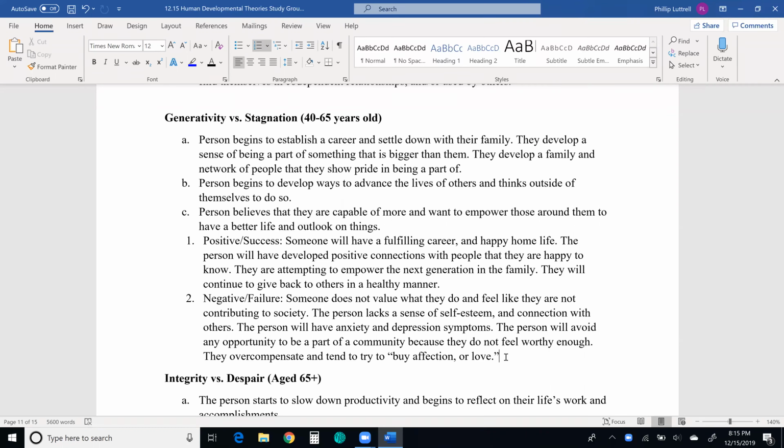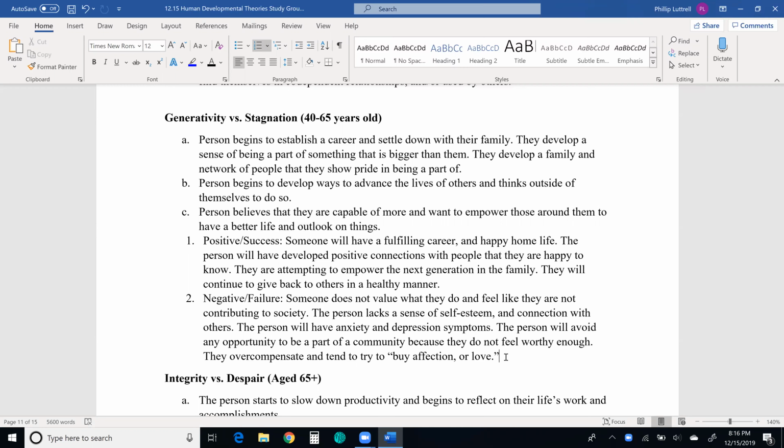So a positive or success here would be when someone will have a fulfilling career and happy home life. So the person will have developed positive connections with people that they are happy to know. So they are attempting to empower the next generation in their family or the next generation within the community in some way. So they will continue to give back to others in a healthy manner because they want to generate as much positivity as they possibly can.